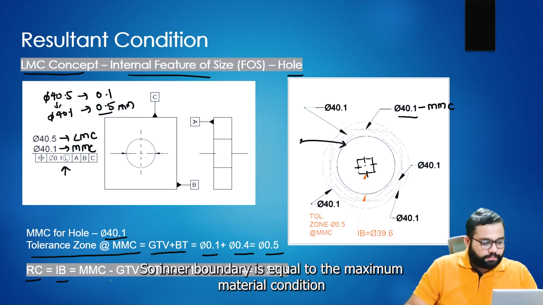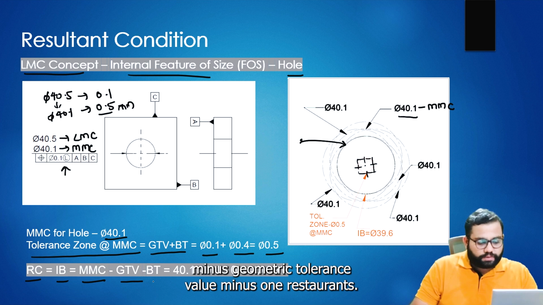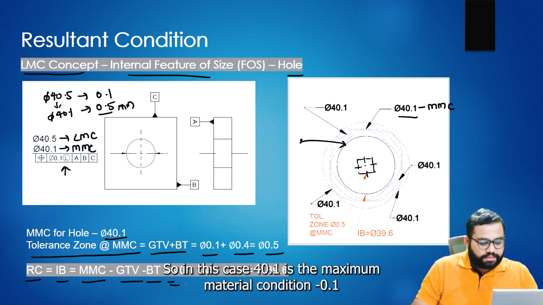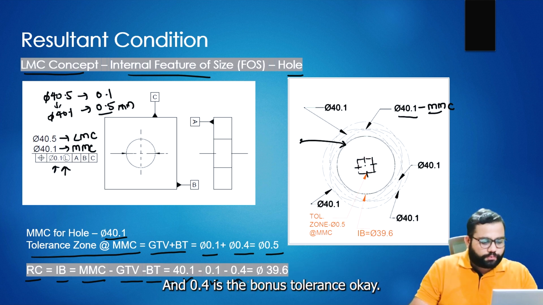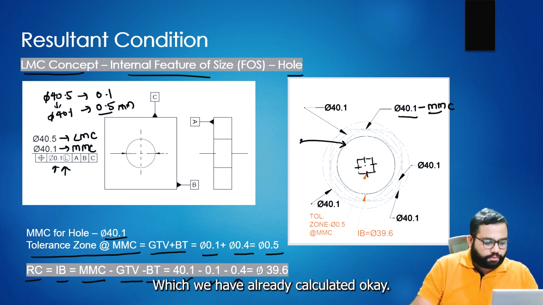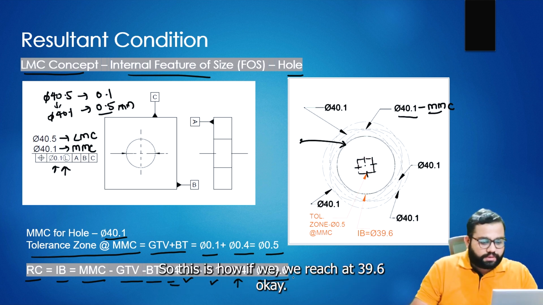Inner boundary is equal to the maximum material condition minus geometric tolerance value minus bonus tolerance. In this case, 40.1 is the maximum material condition, minus 0.1, the geometric tolerance value given in the feature control frame, and 0.4 mm is the bonus tolerance, which we have already calculated. So this is how we reach 39.6.